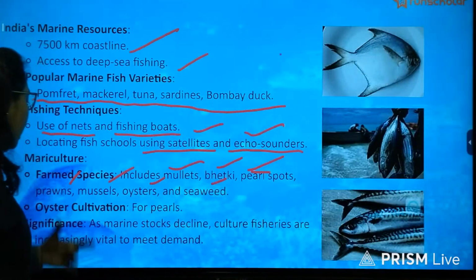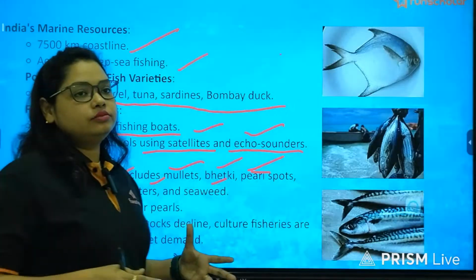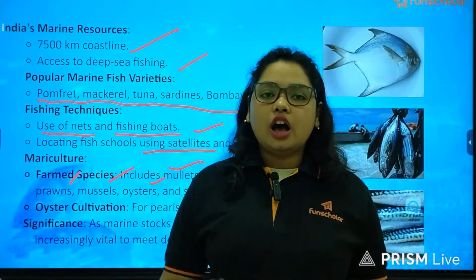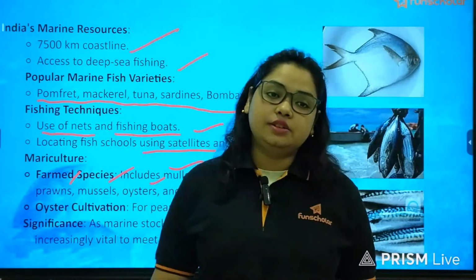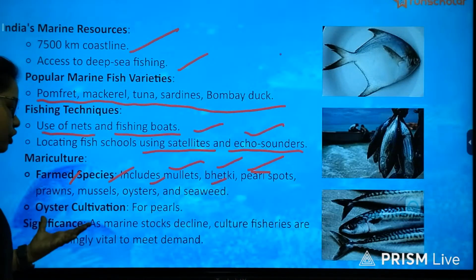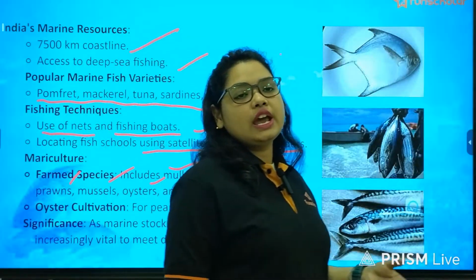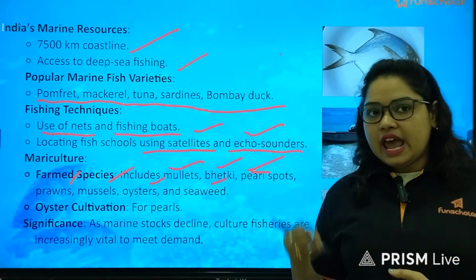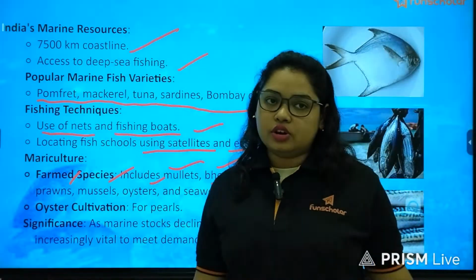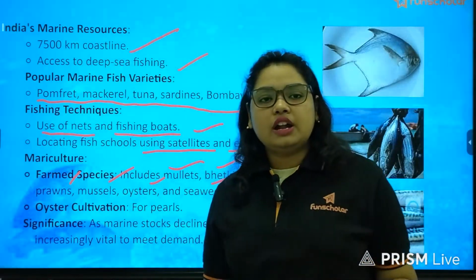So why is marine culture necessary? Because the natural stock present in the seawater is declining. Now how are we going to meet the increasing demand for all these species, whether for food, decoration or any other purpose? For that we have to grow them on our own and then use them for commercial purposes, because the natural stock is declining, the availability is low and the demand is high.